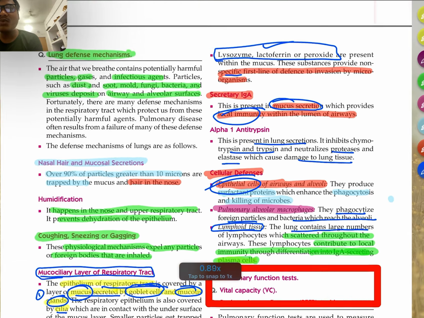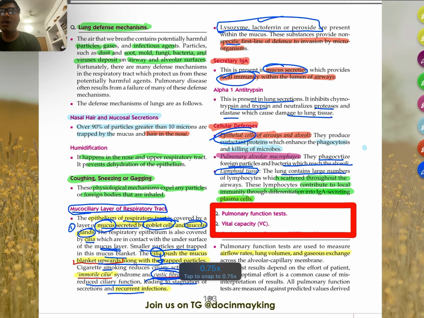Let's summarize what we have studied. We have studied the lungs defense mechanism. First is our hair cell and the mucosal secretion. Second is humidification, third is mucociliary movement, fourth is secretory IgA, fifth is alpha 1 antitrypsin, and sixth is cellular defense. Cellular defense includes three things: first the epithelial cell, second the alveolar macrophage, and third, sorry, our lymphoid tissue. This is a little about our lungs defense mechanism.